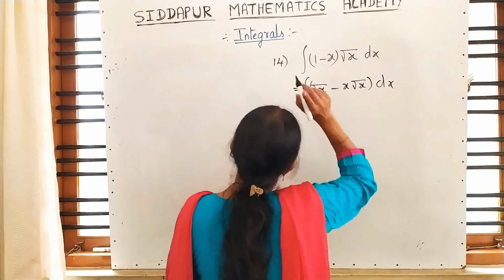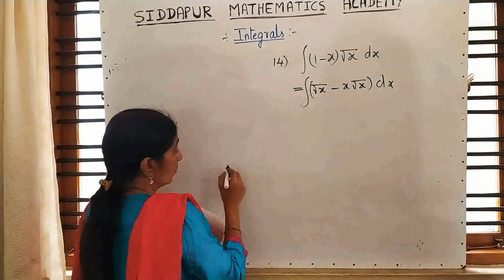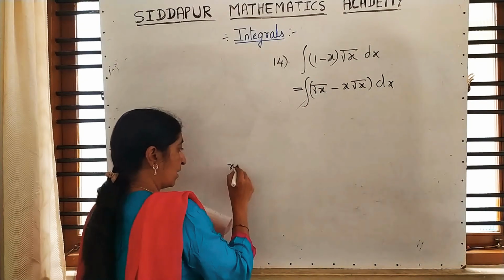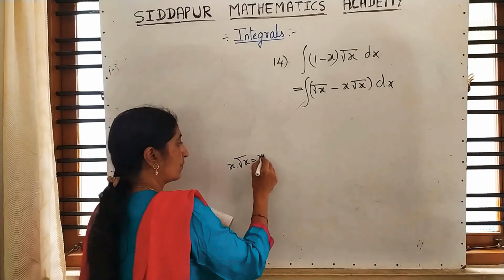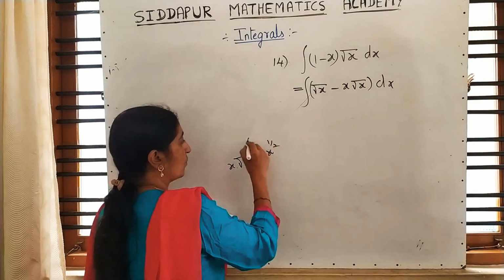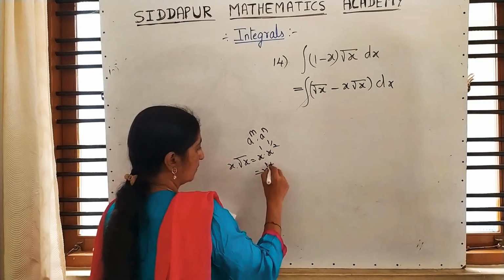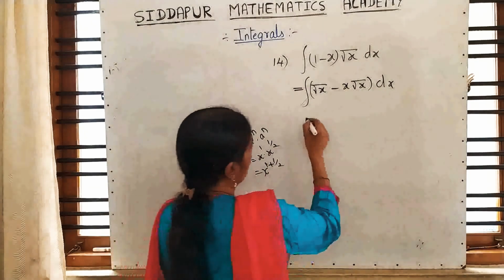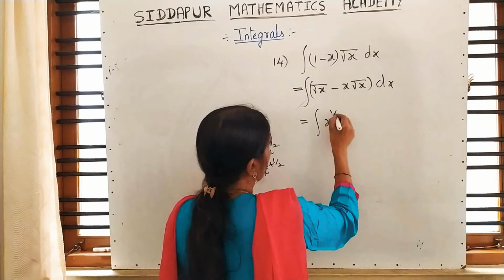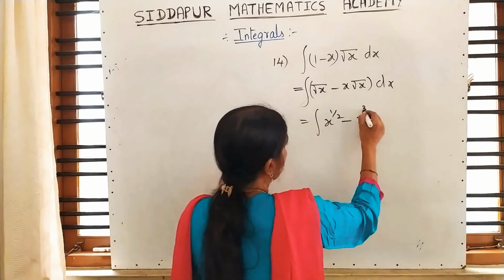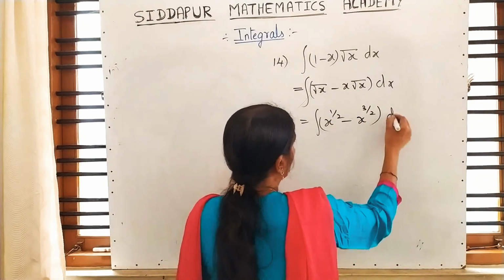Already the same sum I solved in the previous video. Root x is x raised to half. Then how do you write this value? Which formula? A raised to m into a raised to n, add this. That is 3 by 2. x raised to half minus x raised to 3 by 2 dx.